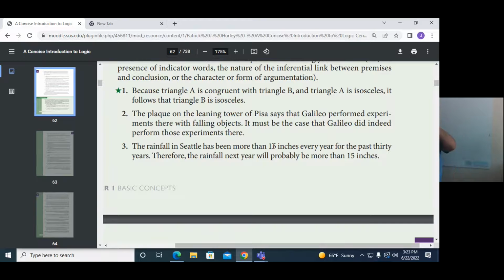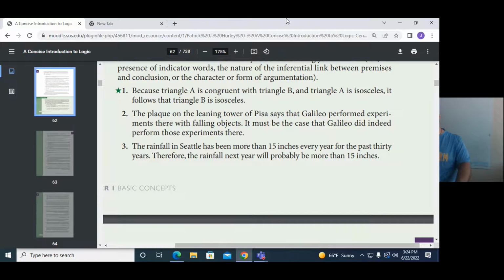Number 3 is a really good one too. Let's do that one. The rainfall in Seattle has been more than 15 inches every year for the past 30 years. Therefore, the rainfall next year will probably be more than 15 inches. Now, hopefully you're automatically picking up on the word that I want you to pick up on, right? But is there any level of necessity that the rainfall next year will be more than 15 inches? No. It's based on probability, right? It has the word probably in it. So if it's got the word probably in it, then it's probably an inductive argument.